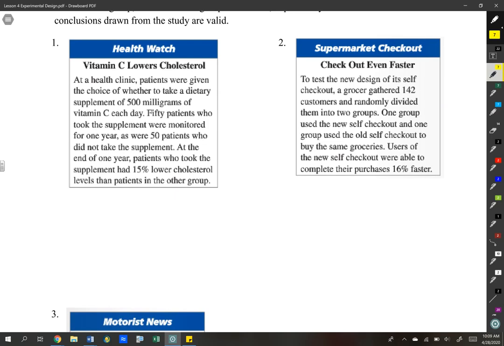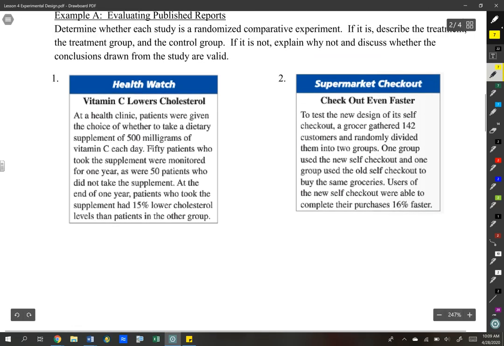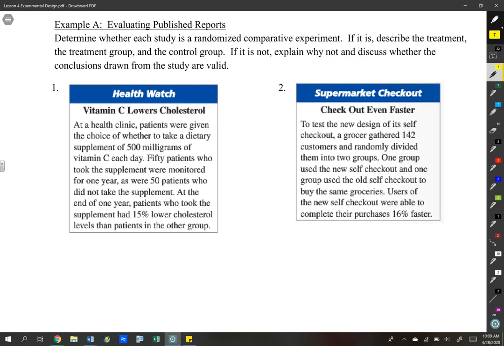All right, so number one, we have Health Watch. At a health clinic, patients were given the choice of whether to take a dietary supplement of 500 milligrams of vitamin C each day. 50 patients who took the supplement were monitored for 1 year, as were 50 patients who did not take the supplement. At the end of 1 year, patients who took the supplement had 15% lower cholesterol levels than patients in other groups. So we want to understand whether or not this is a randomized comparative experiment.